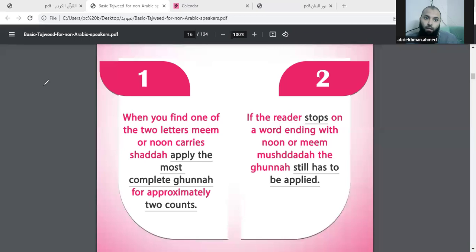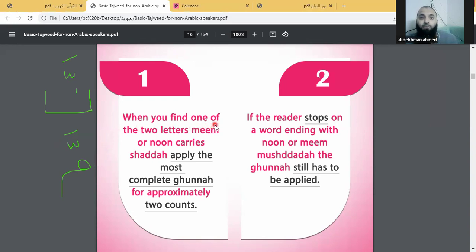But before we study the new lesson, we will make a quick revision for noon and meme shadda. Noon has shadda, what should we do? Meme has shadda, what should we do? We studied this in the previous lesson, and we said if you have noon with shadda or meme with shadda, we just need to do this vibration from the nose for 2 seconds.